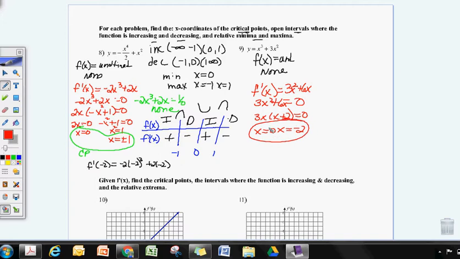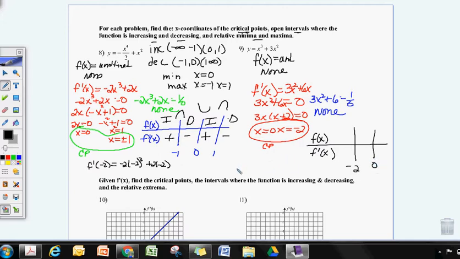Those are CPs. I also need to take that original derivative, the 3x squared plus 6x, set it equal to undefined, and I get no CP points. Okay, so I've got my CP points. I've got my f of x on the top. I've got my f prime of x on the bottom. I'm going to have -2 and then 0, because I like to put them in numeric order.